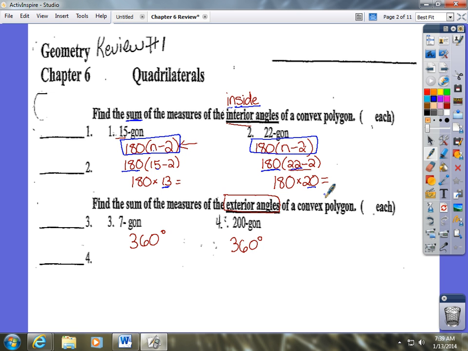Now, the next section: to find the sum of the measures of the exterior angles. It doesn't matter how many sides you have. If you have 3 sides, if you have 127 sides, the sum of the measures of the outside angles, the exterior angles of a convex polygon, is always going to be 360. Always. Okay? Now that leads us to our next few problems.